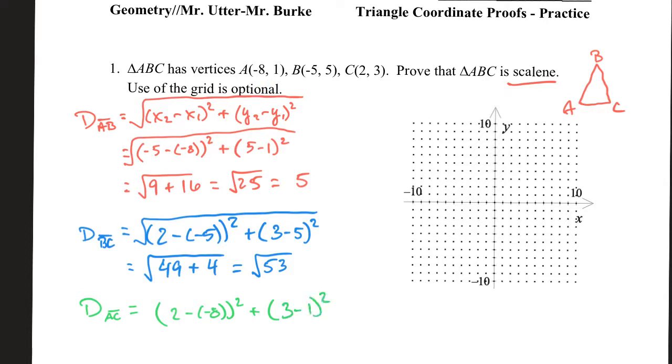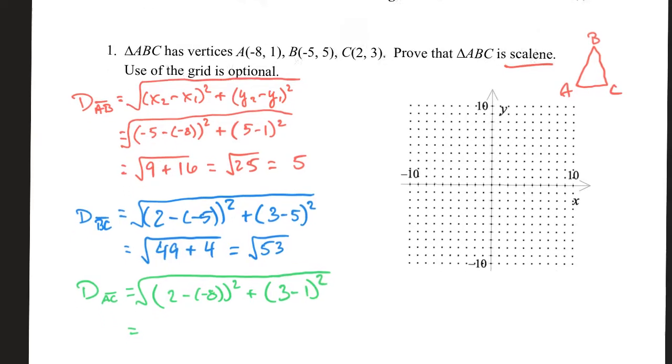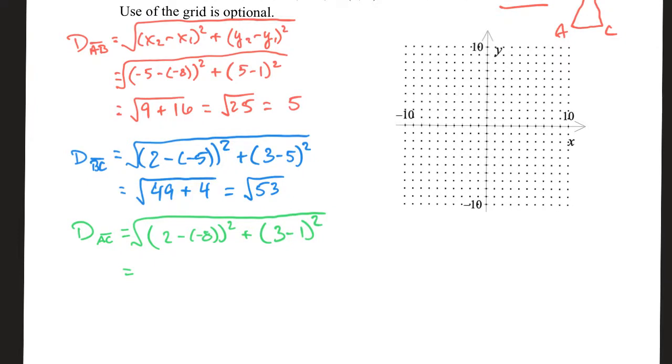3 minus 1 squared, all underneath the radical. We'll just move this guy up. There we go. I got 2 minus a negative 8, which turns into 2 plus 8, which is 10. 10 squared is 100. So already I can tell this is going to be different because I'm adding, and I'm already over radical 53. Let's just check it out.